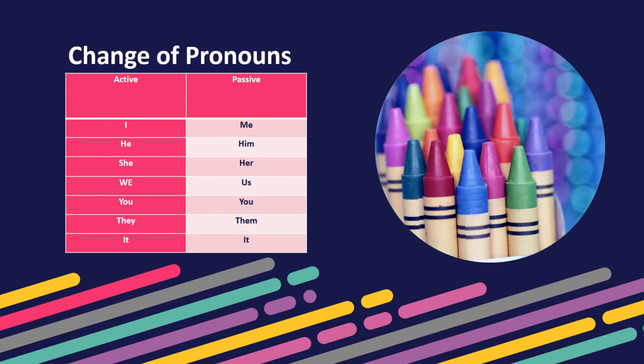Now when we are changing active into passive, there is a change of pronouns as well. I would be changed into me, he into him, she into her, we into us, you will remain the same, they will change into them, and it will remain the same. These are the pronouns. Pronouns are the words which we use in place of nouns.